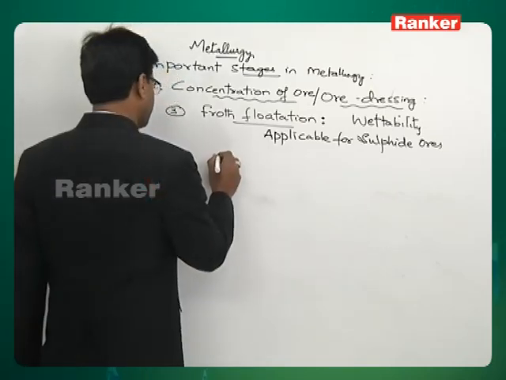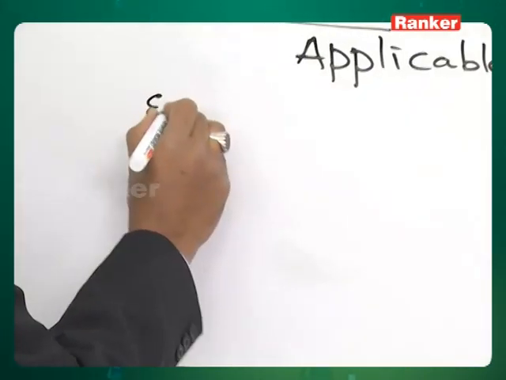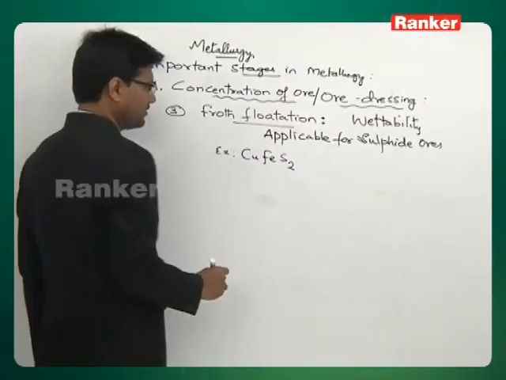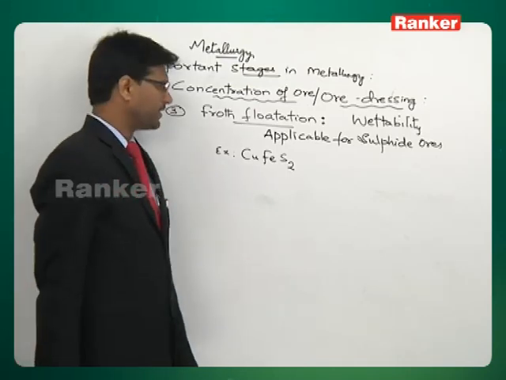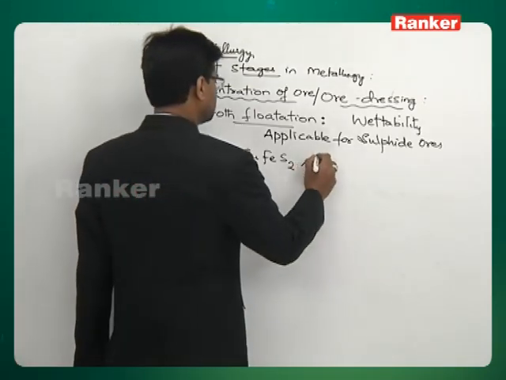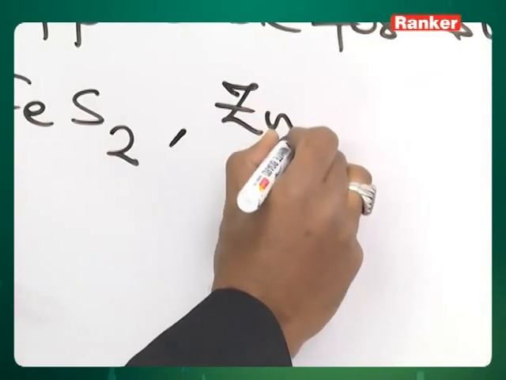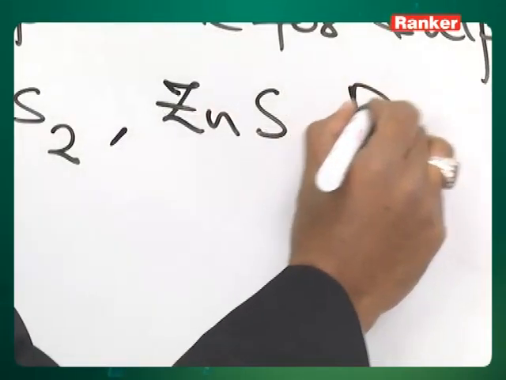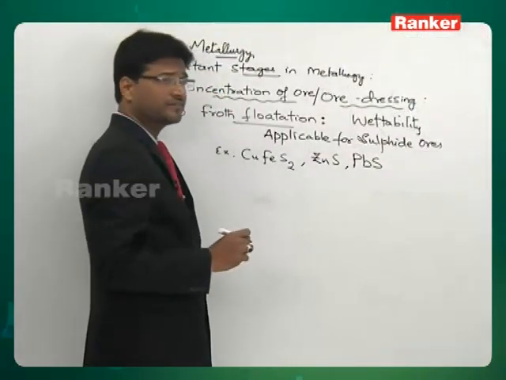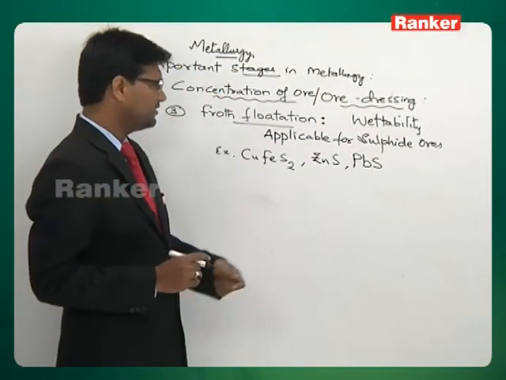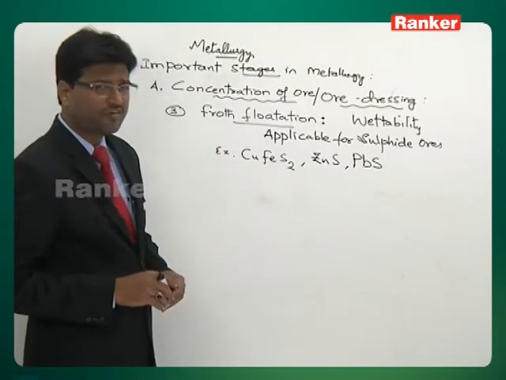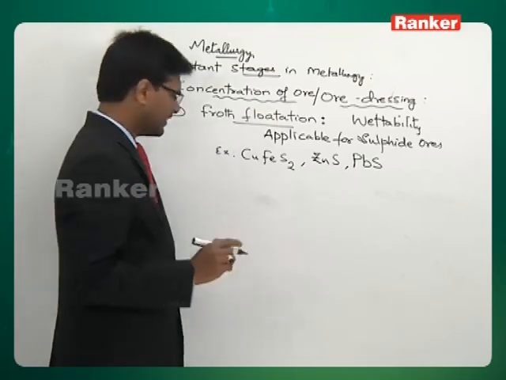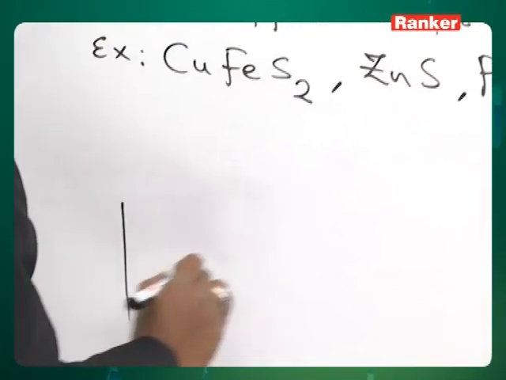Look at this. Examples are CuFeS2, chalcopyrites, also called copper pyrites, ZnS, called zinc blende, PbS, called galena. These ores are concentrated by the froth flotation technique. Now how this is done, I am going to show you with the help of this example.